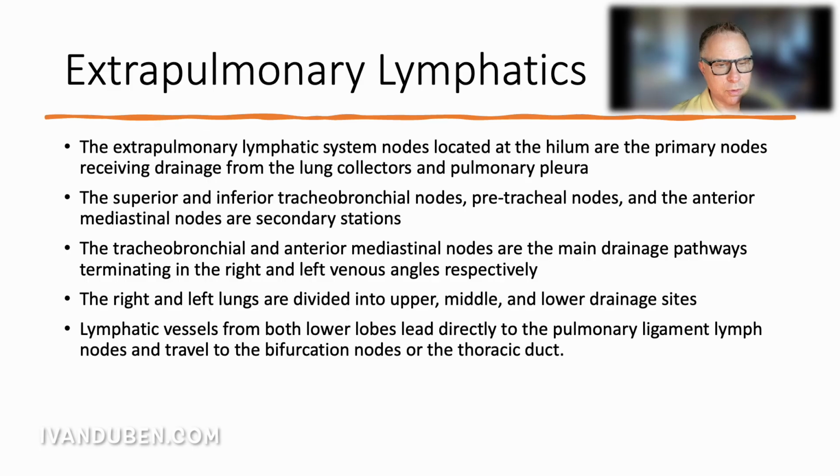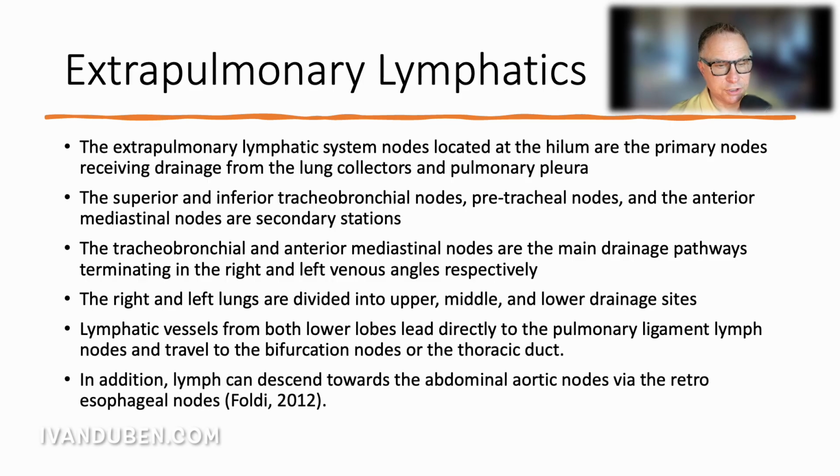Lymphatic vessels from both lower lobes lead directly to the pulmonary ligament lymph nodes and travel to the bifurcation node or the thoracic duct. In addition, lymph can descend towards the abdominal aortic nodes via the retroesophageal nodes.